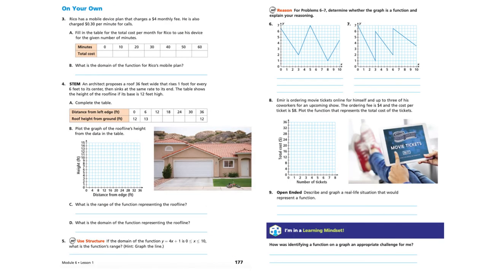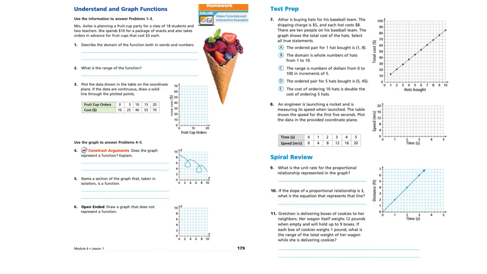So if you finish the check understanding and you feel comfortable with that and you feel like you're ready to do this on your own, then go ahead and do this independently. Again, this homework is optional unless you feel like you need more practice and you want to do some more problems. Do the test prep and then also do the spiral review. And then we'll see you in the next lesson.